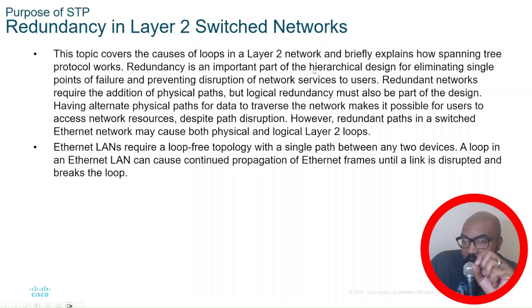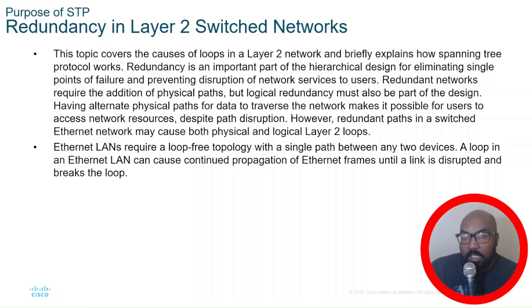Redundant networks require the addition of physical paths. Going back to the scenario, by the boss adding 2 more switches, he's creating 2 more physical paths for that redundancy. But the logical redundancy must also be part of the design. Having alternate physical paths for data to traverse the network makes it possible for users to access network resources despite path disruption. Ethernet LANs require a loop-free topology with a single path between any 2 devices. We're going to get more into this.